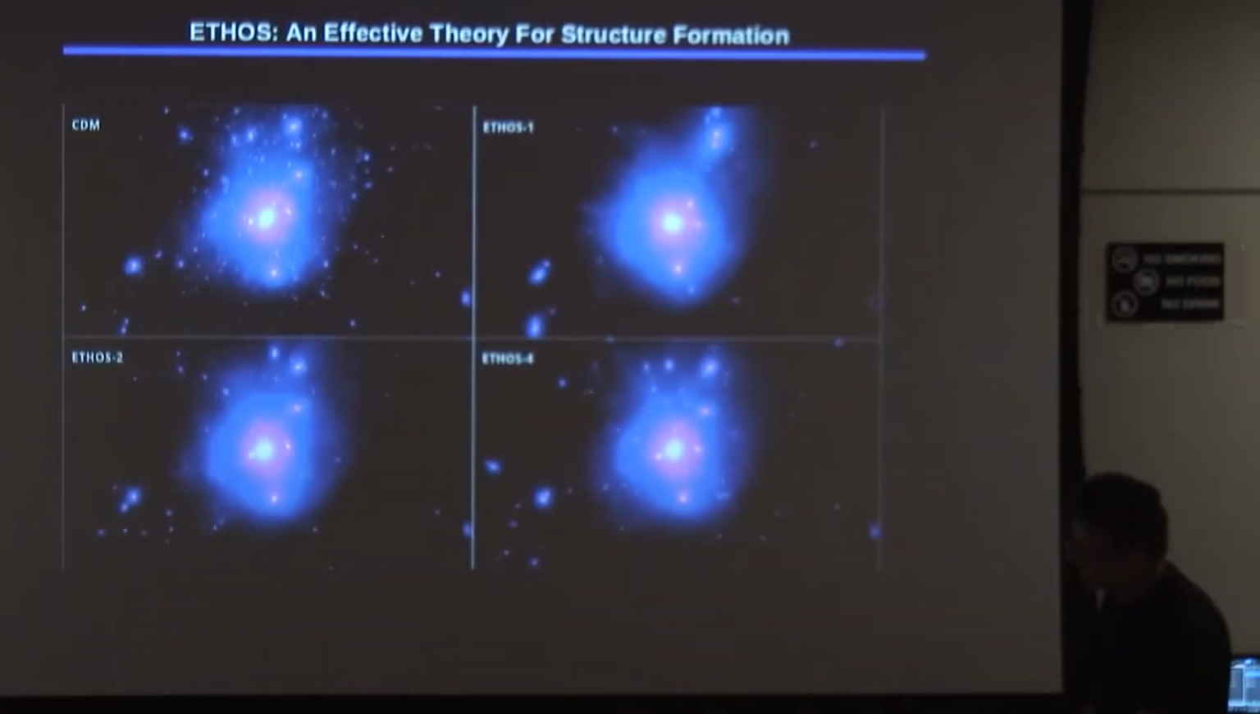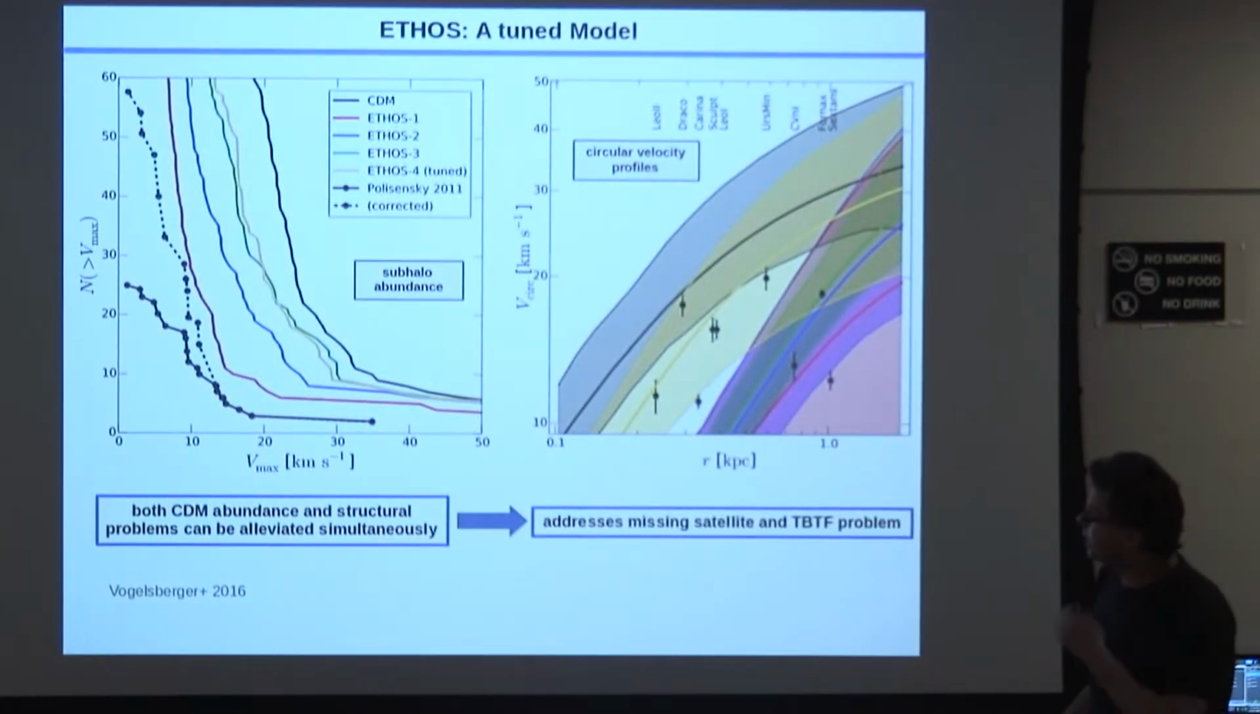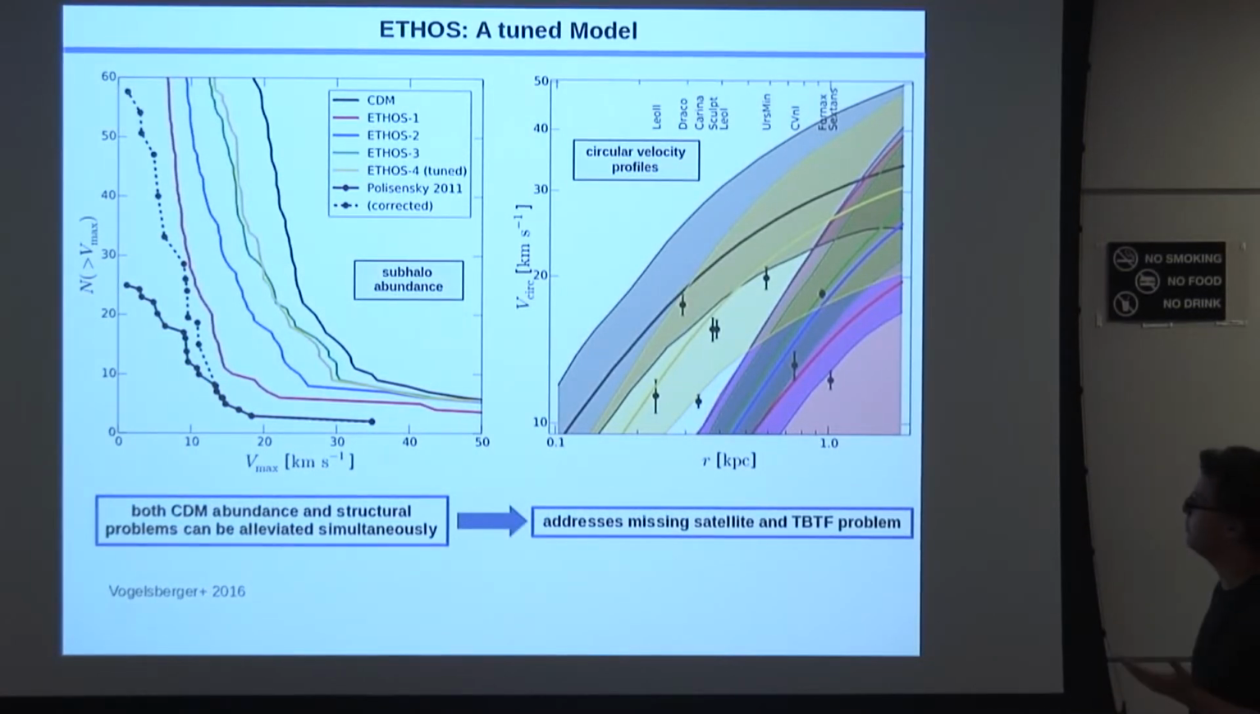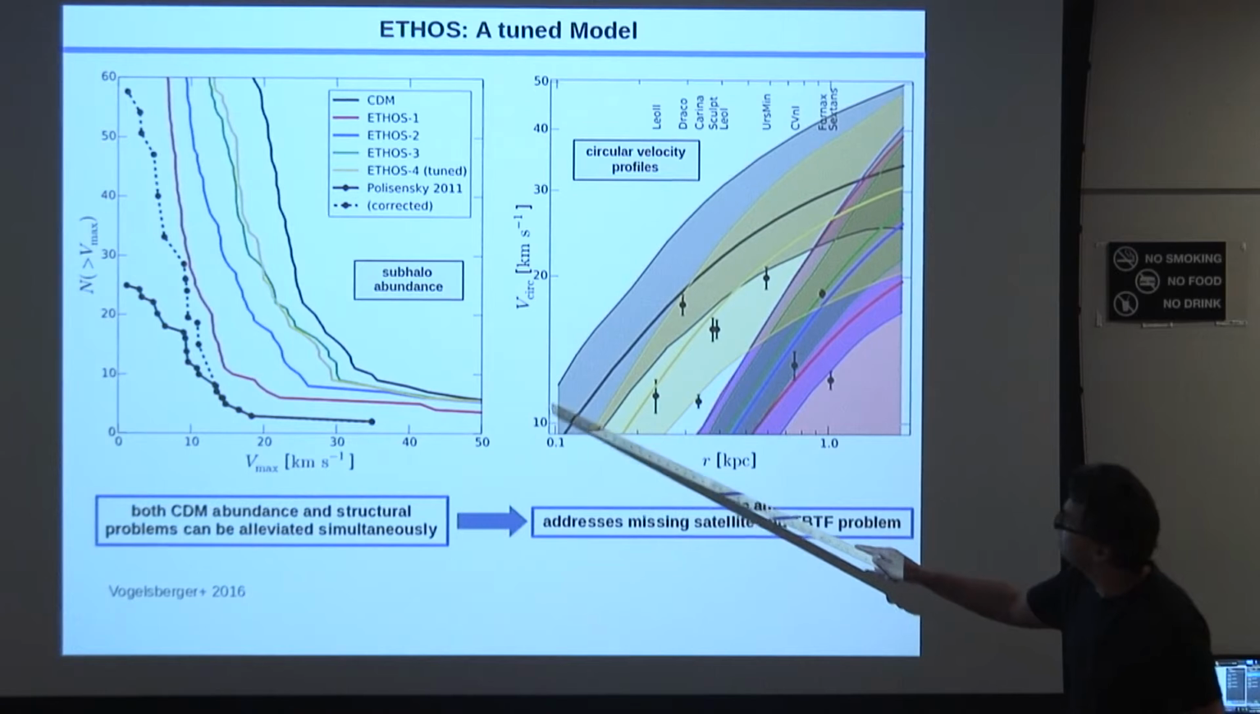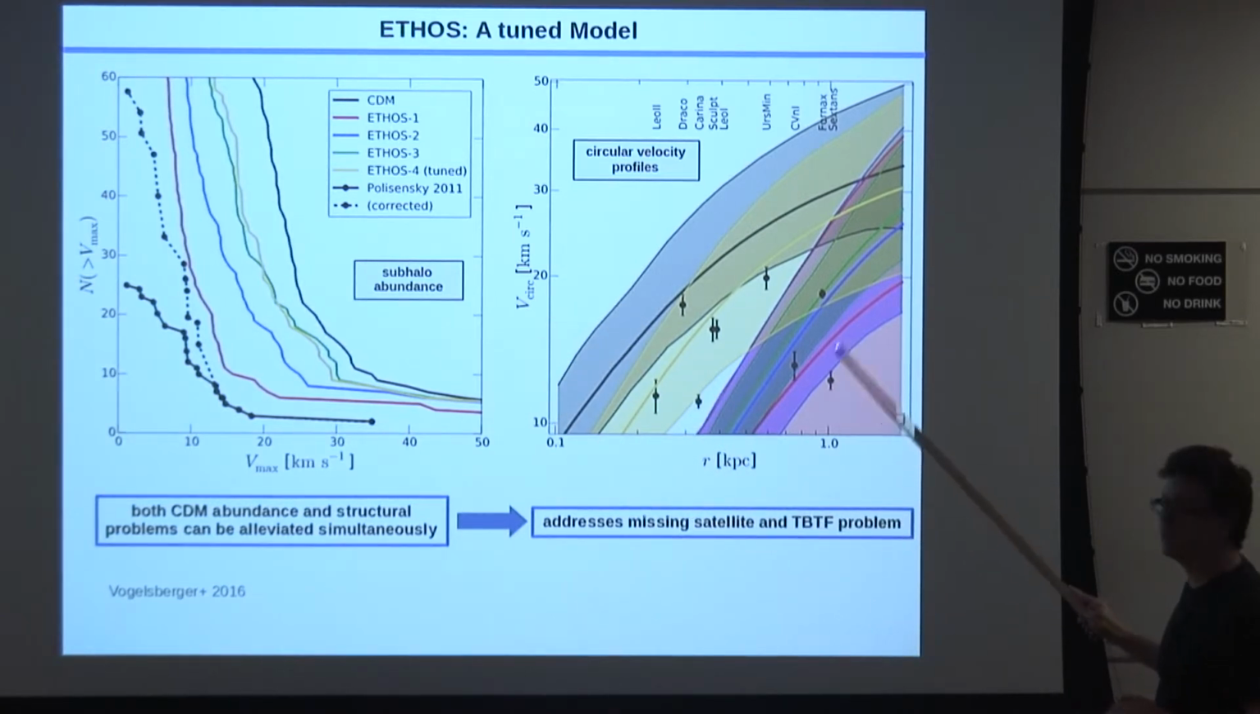Okay, good. So this is how a Milky Way halo looks. And then you can look again at this too big to fail problem. So this is shown here. It's again circular velocity as a function of radius. Again, the usual data points that we showed before.